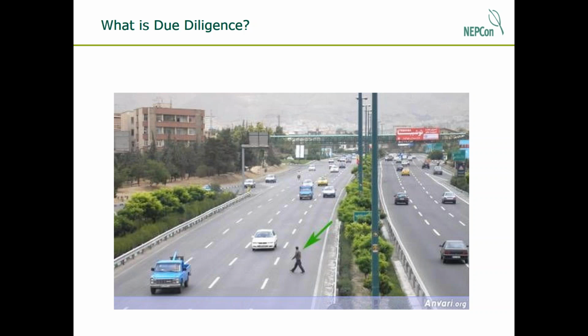That may be moving faster to get across the road, that may be turning back to get to safety, or it may be stopping in the middle of the road to allow the traffic to go past him. And that's exactly the same principles that we use in timber risk assessment.